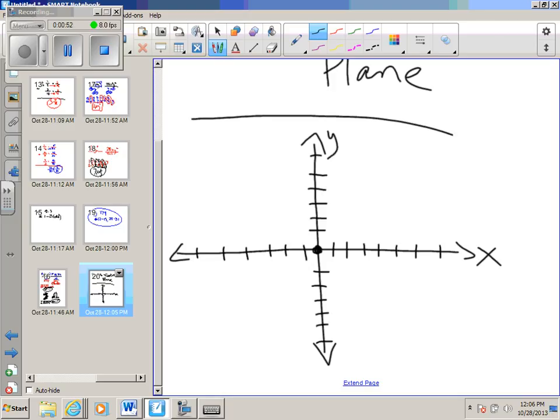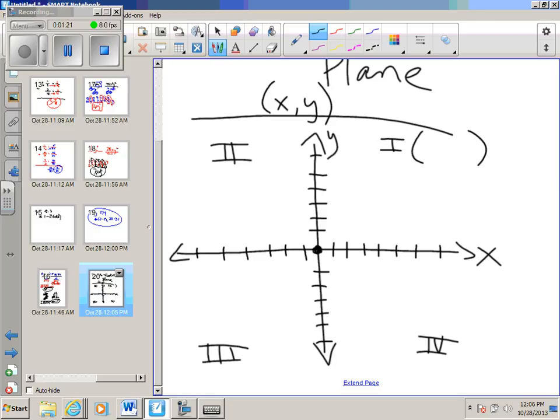So as we think about our plane, we have 4 quadrants. We go with quadrant number 1 here, quadrant 2, quadrant 3, and quadrant 4, where we can find these different coordinates. If we think of our ordered pairs as being x comma y, in this first quadrant, we would have a positive x and a positive y coordinate. The second quadrant, a negative x, positive y. Third quadrant, they would both be negative. And fourth quadrant, we would have a positive x and a negative y value.